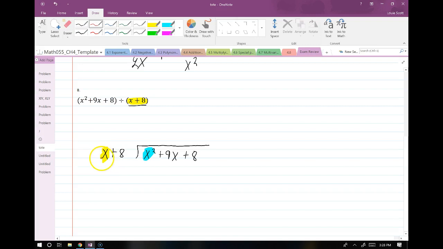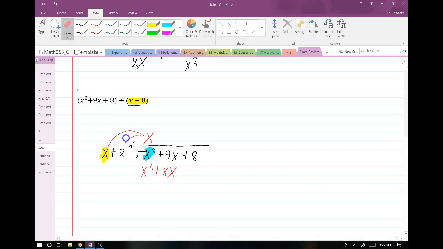So I say, what do I multiply x by in order to get x squared? Well, that's just x. Now I take that new term that I wrote up there, and I distribute it back into the divisor here. So I multiply x by x to get x squared, and then I multiply x by 8 to get plus 8x.